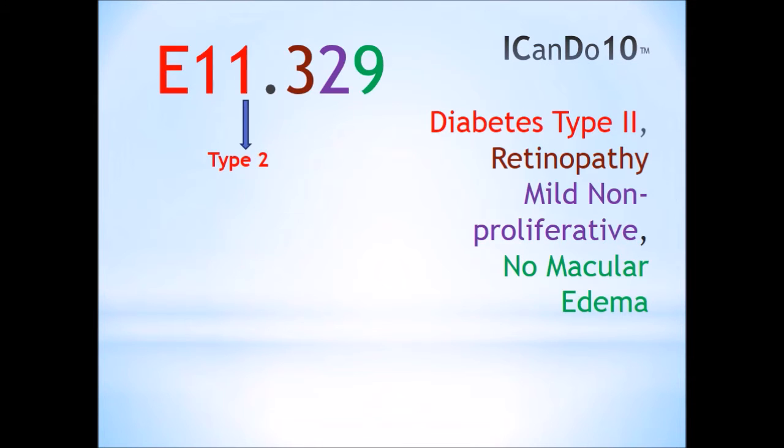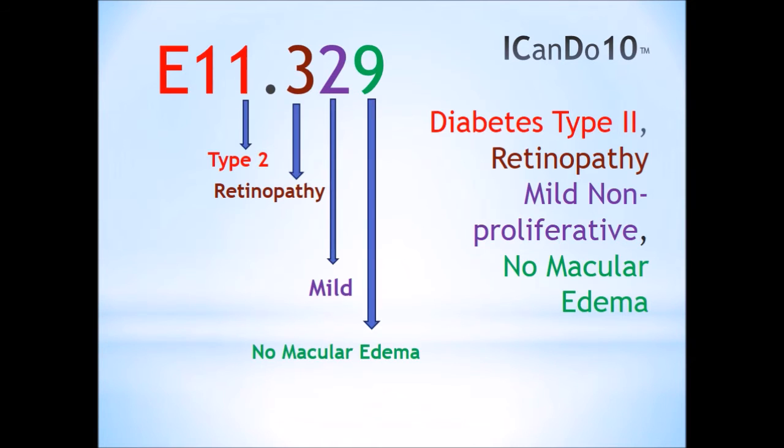E11 tells us it's type 2 diabetes. The fourth digit tells us the organ system involved, in this case the eye. The fifth digit describes that organ system involvement even further, in this case mild non-proliferative. And finally, the sixth digit describes it even further with no macular edema. Thus, the code is built: diabetes type 2, retinopathy, mild non-proliferative, no macular edema.